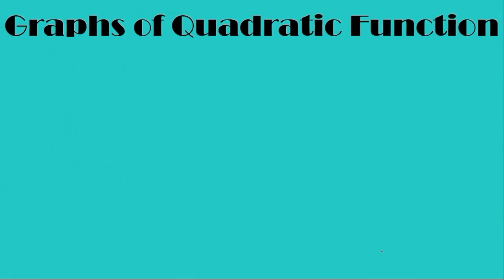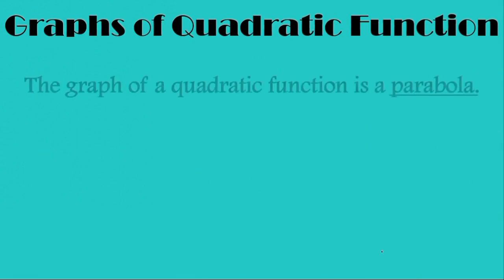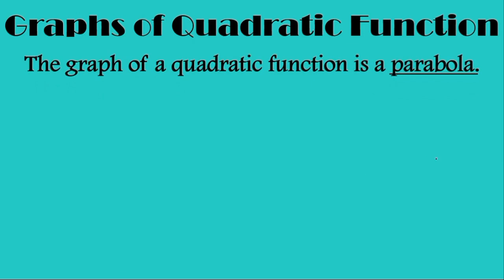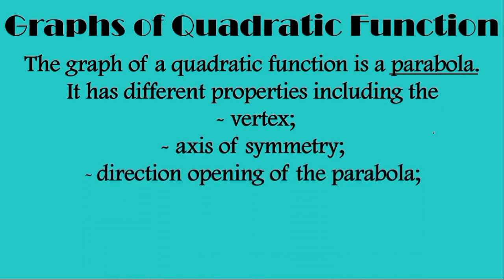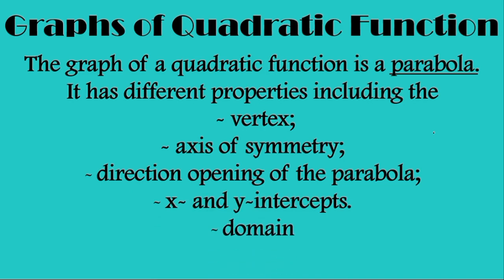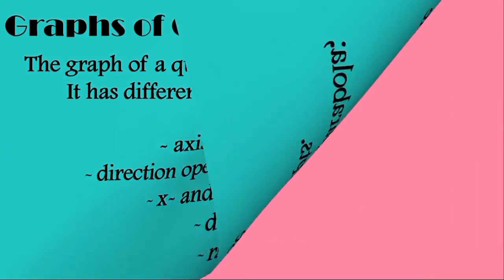Now, how do we graph a quadratic function? The graph of quadratic function is a parabola, as I have mentioned in the first part of our lesson. It has different properties including the vertex, the axis of symmetry, direction of opening of the parabola, x and y intercepts, domain, and the range. You will know all of these parts of the properties of the parabola in this lesson.